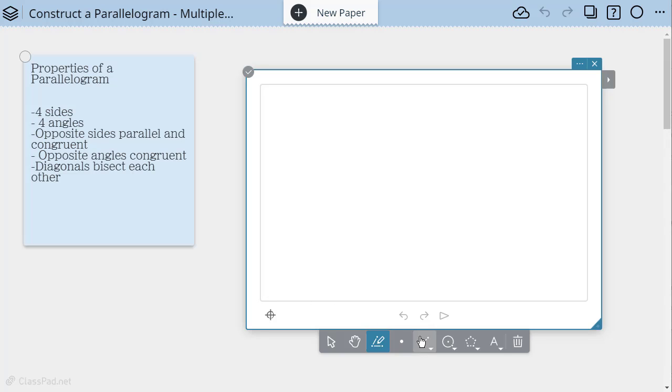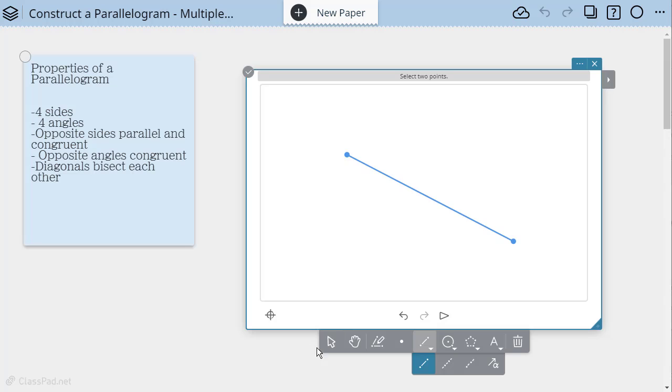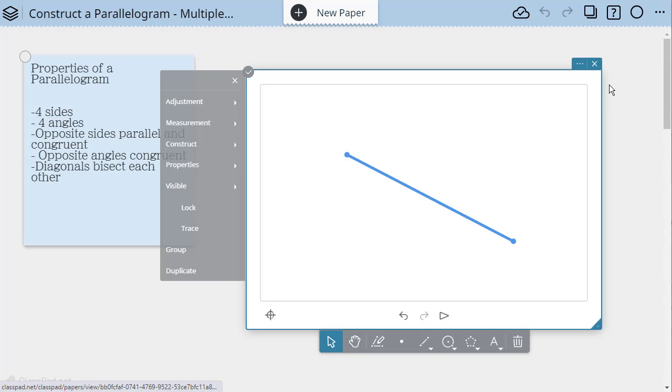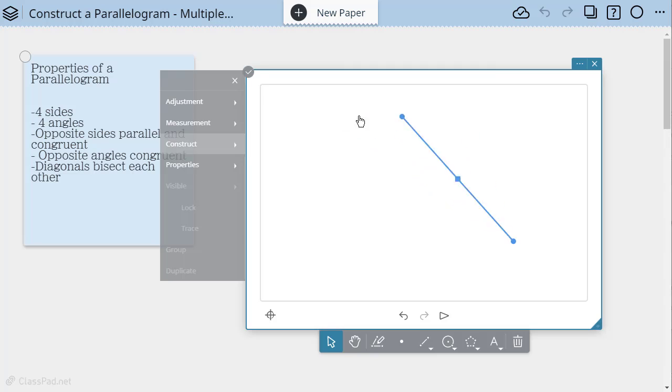So if I start with just a segment, I know I'm going to have to bisect this one diagonal. So bisecting means I need the midpoint. So I can now construct the midpoint by selecting the segment, going over to my options and going to construct a midpoint. So now this segment's been bisected, and I can change the length of this segment, but that midpoint always stays in the middle, right? Always bisects it. So what I need is another segment, another diagonal, that is also going to be bisected by this point. Well, how do I make that happen?